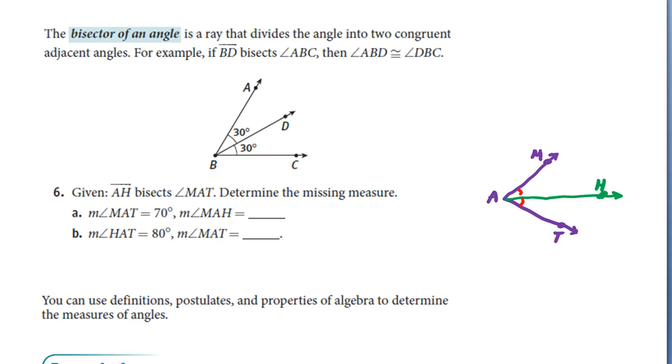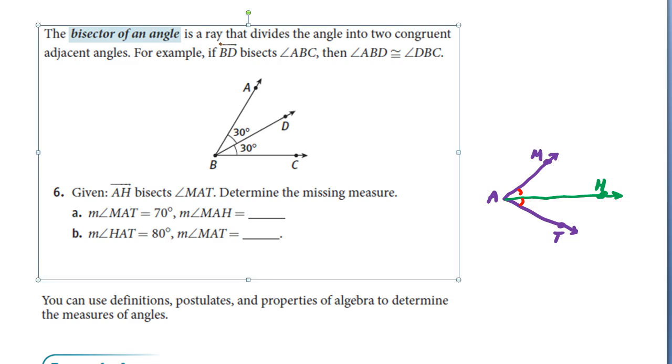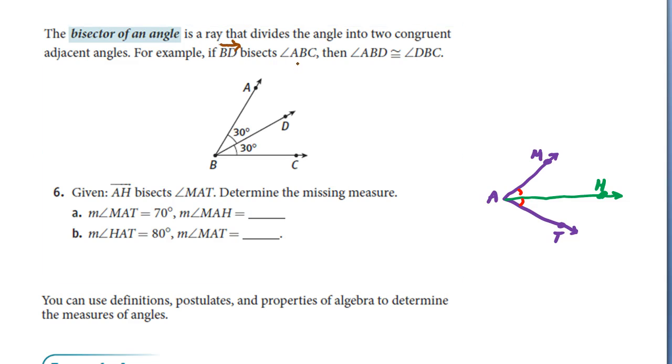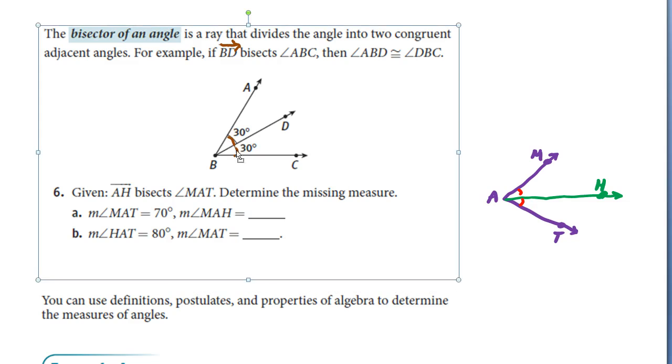Okay, besides angle addition, another idea in this lesson is bisector of an angle. The bisector of an angle is a ray that divides the angle into two congruent adjacent angles. For example, if ray BD bisects angle ABC, then angle ABD is congruent to angle DBC. We see that illustrated in the picture. As long as this ray is splitting that angle exactly in half, then we get these equal parts, these congruent parts.